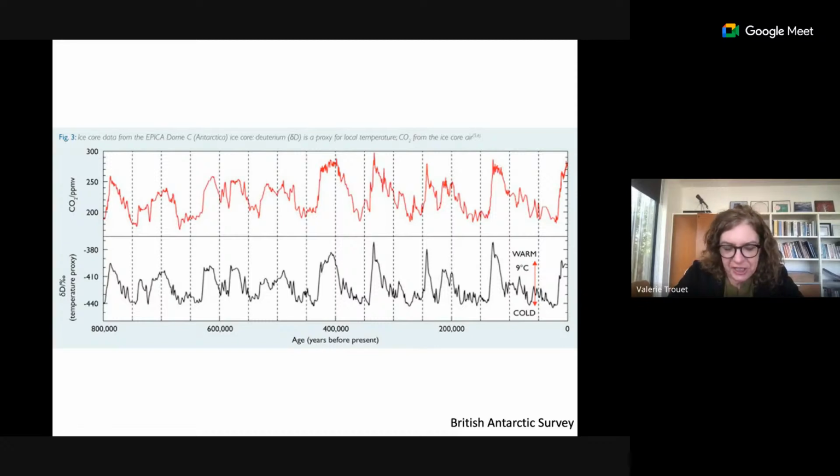So in this case, you're looking at 800,000 years, with the present on your right, 800,000 years ago on your left. The red line that you see is the amount of carbon dioxide in the atmosphere over those 800,000 years. And the black line underneath it is the temperature in the Antarctic over that same period. These data are derived from ice cores in the Antarctic.